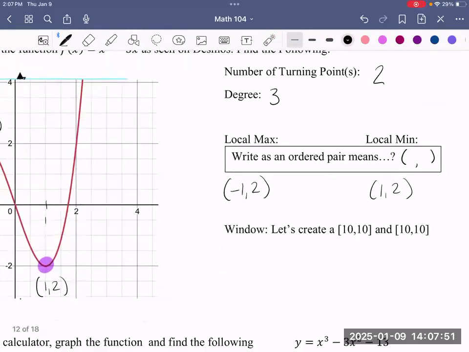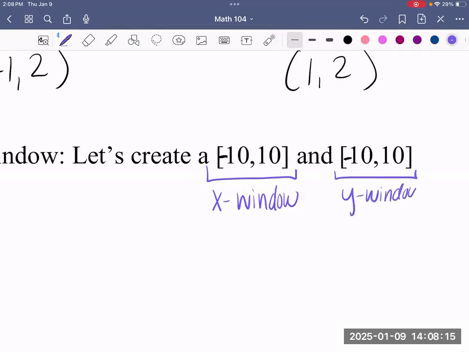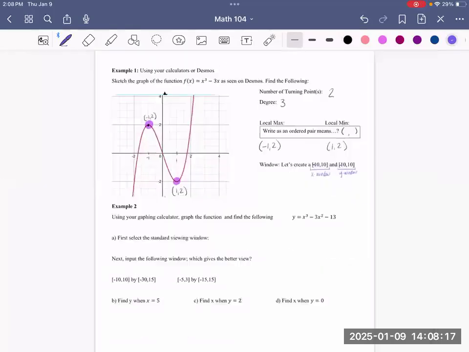Now, when it says let's create a -10 by 10, a -10 by a +10, and again, a -10 by a +10, this is telling us the window. On your homework, when you see it like this, the first one is going to be your X window, and the second one is going to be your Y window. So let's go ahead and see that on Desmos.